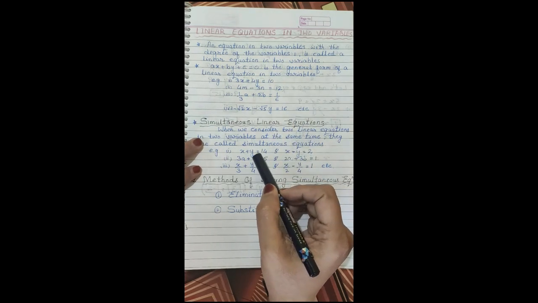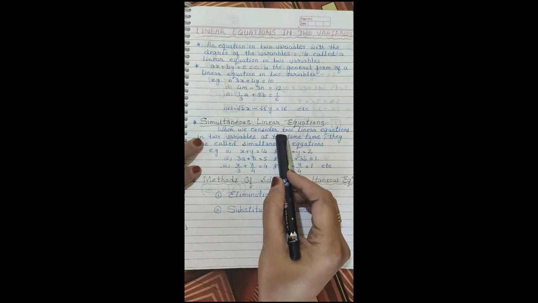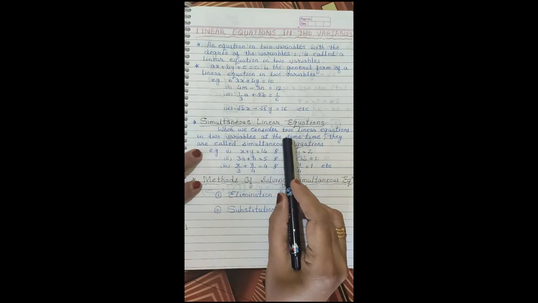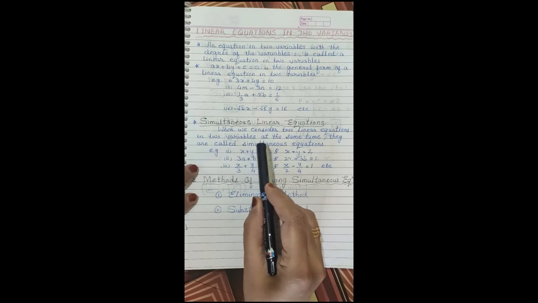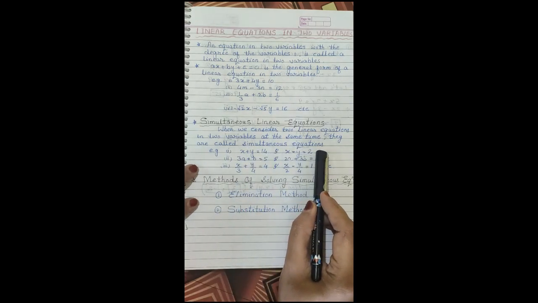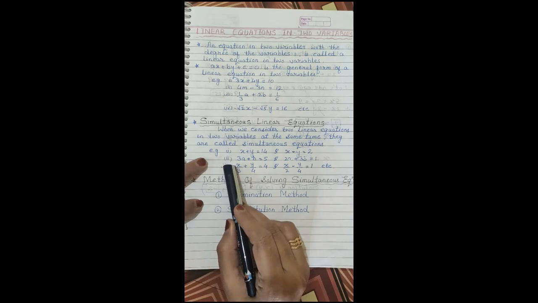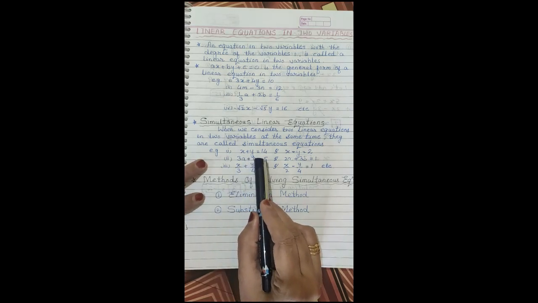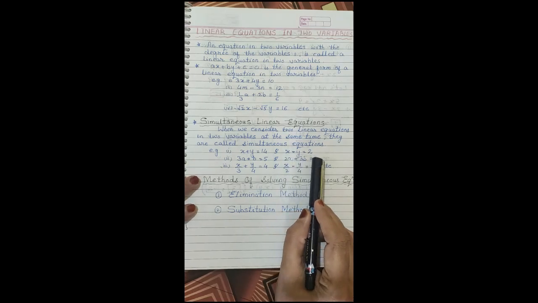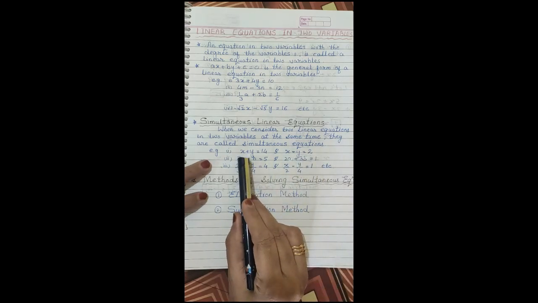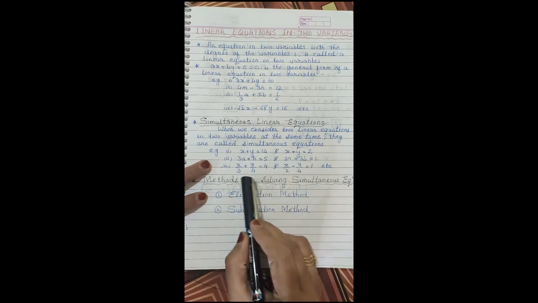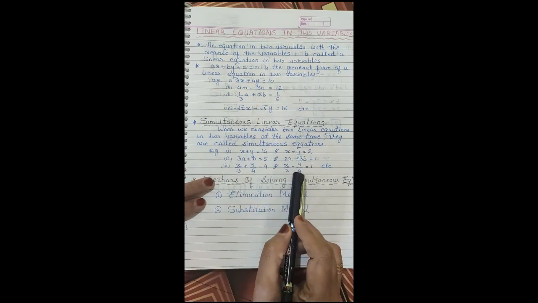Now, the next one is simultaneous linear equations. Let us revise what it is. When we consider two linear equations in two variables at the same time, they are called simultaneous linear equations. For example, x + y = 14 and x - y = 2. It is one example of simultaneous linear equations having variables x and y. Second one is, and look at the third example.